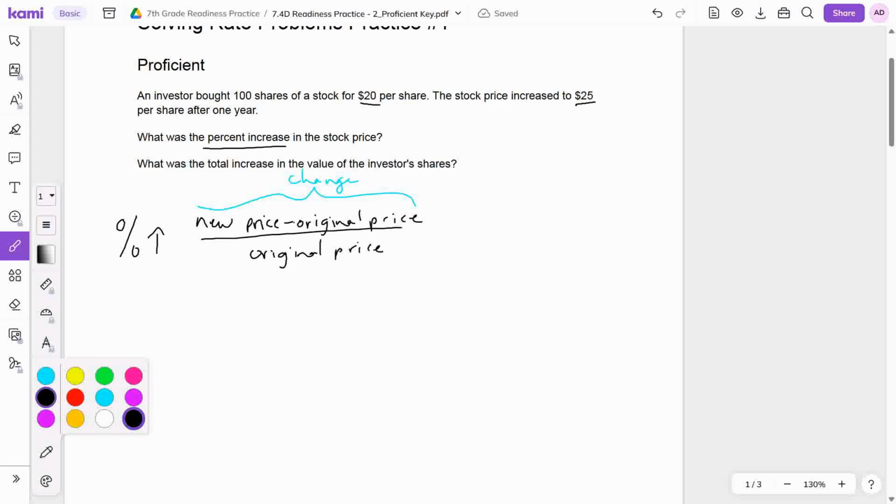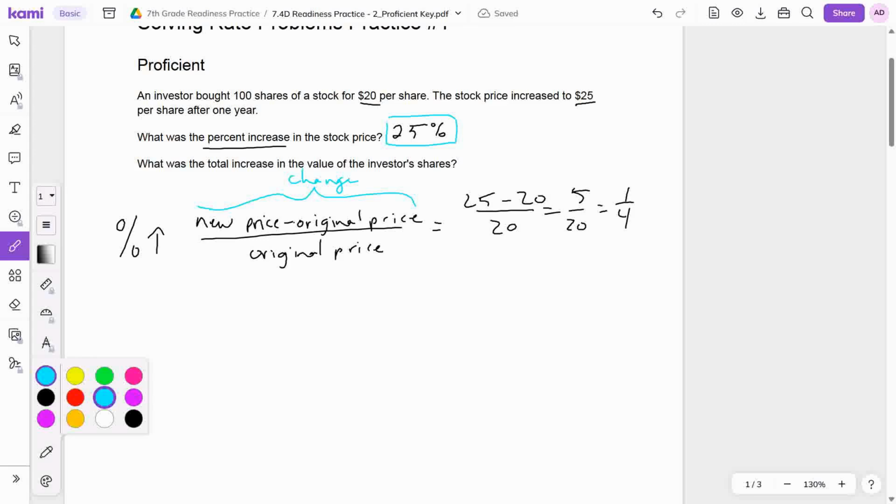So we can think of this as the change. Let's look at this. New price, $25. Original price, $20, over the $20. So that's 5 over 20. That's 1/4. So if we want to think of this as percent increase, 1/4 equals 25%. And that's just a standard benchmark fraction we should know.